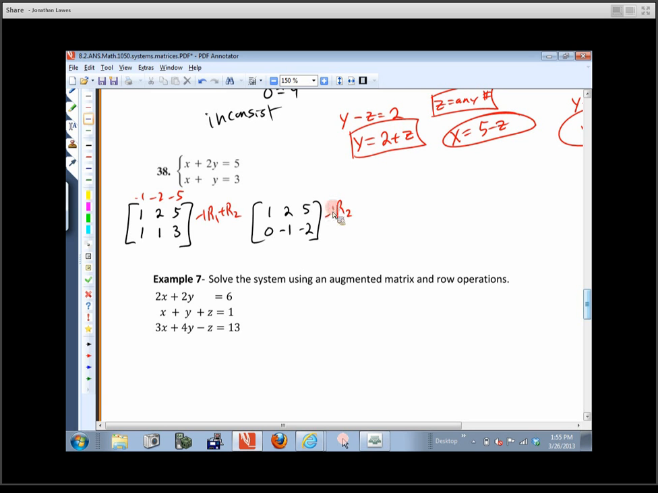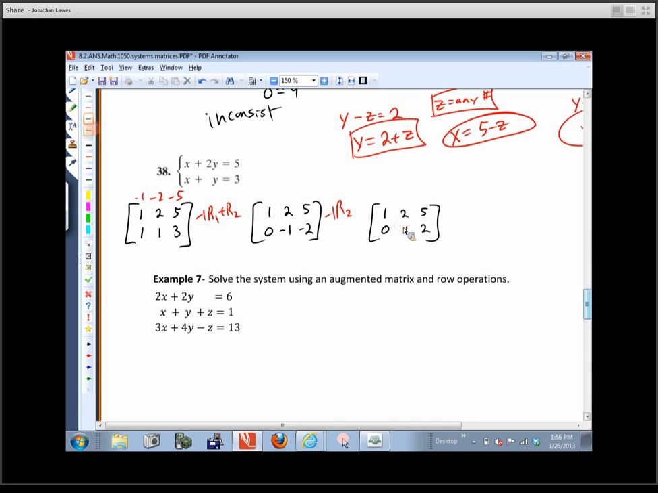Take row 2 and multiply it by a negative, or divide by a negative for that matter. Doesn't matter. Which one changes? It's not the first one. We like that so far. It's that 1 that we wanted to change to a positive 1. So 0, 1, and 2. We're almost there. All I need to do is get rid of that 2.